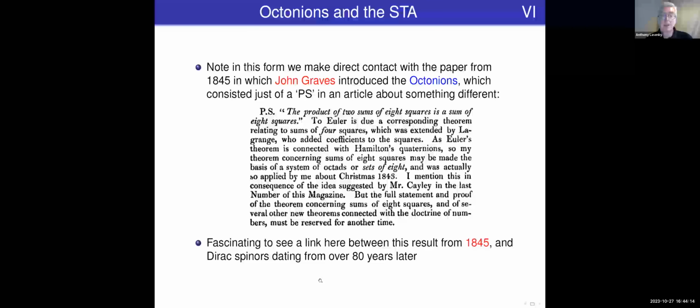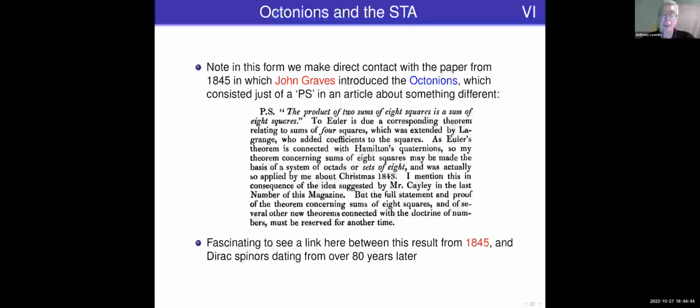This is pretty interesting because in this form you make direct contact with the paper from 1845 in which John Graves first introduced the octonions. I'm sure many of you know this. In this paper, it was about something completely different. He introduced what are effectively octonions in a PS to the paper, and this was the result he was interested in and wanted to communicate. This result is that the product of two sums of 8 squares is a sum of 8 squares.